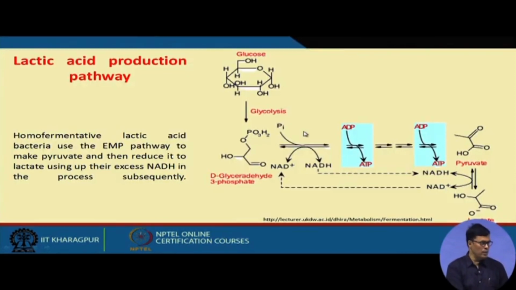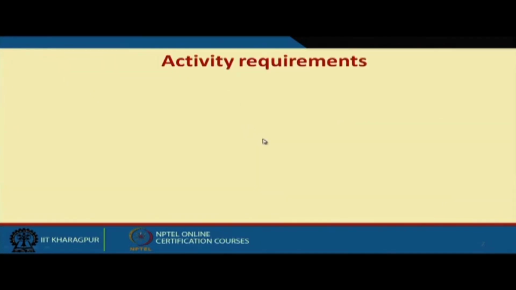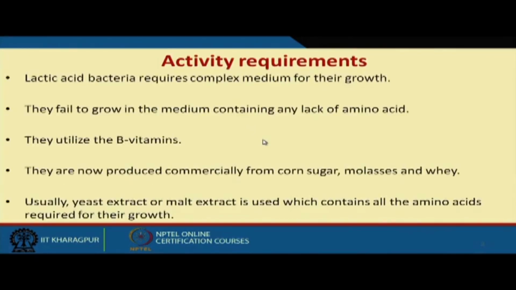Now, if you look at lactic acid production, two types of fermentation process are usually carried out for lactic acid fermentation. One is called the homofermentative process and the other the heterofermentative process. Now, the question comes, what is the homofermentative process? The homofermentative process usually follows the Embden-Meyerhof pathway, where we mostly get lactic acid as a product. But when you use the heterofermentative process, it follows the pentose pathway.